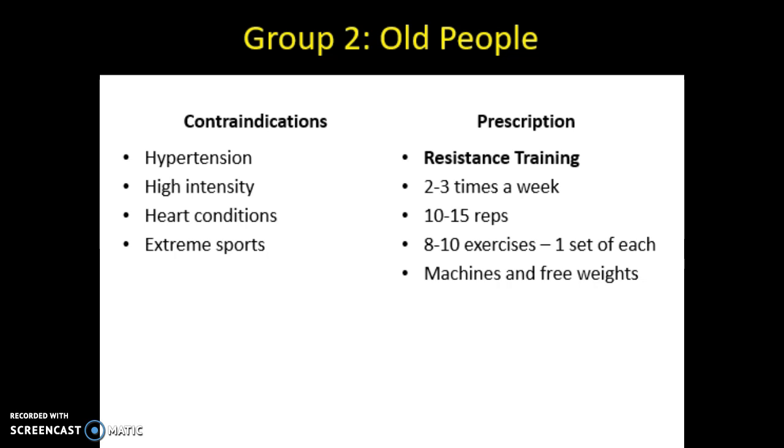Another contraindication is the heart conditions that they can have at an older age.